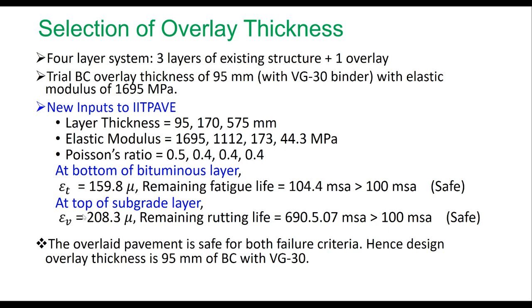But if you calculate epsilon V, it is 208, and this gives you a design life of 690 MSA. So the overall pavement is now safe from both considerations, fatigue as well as rutting. So design overlay thickness will be 95 millimeter of BC with VG30.